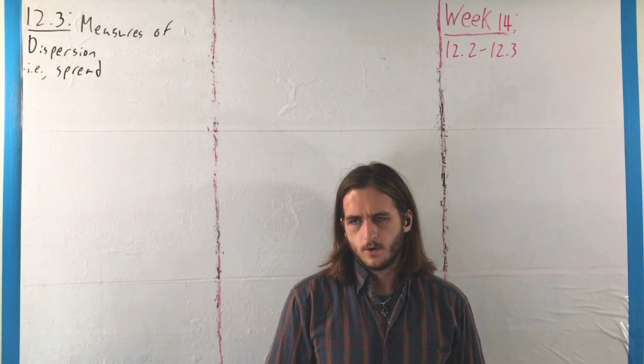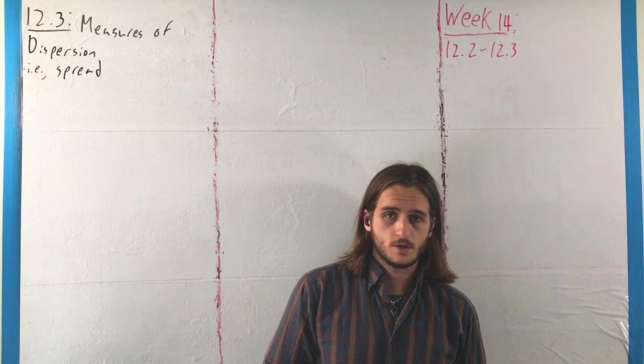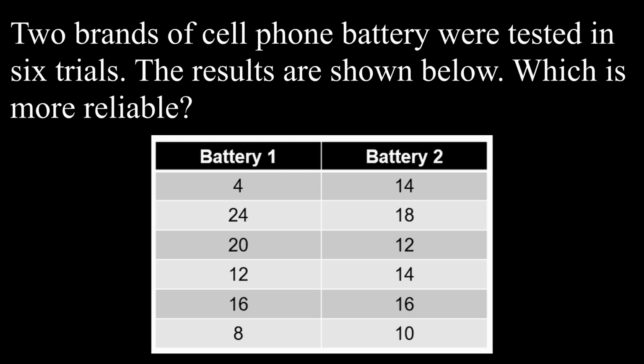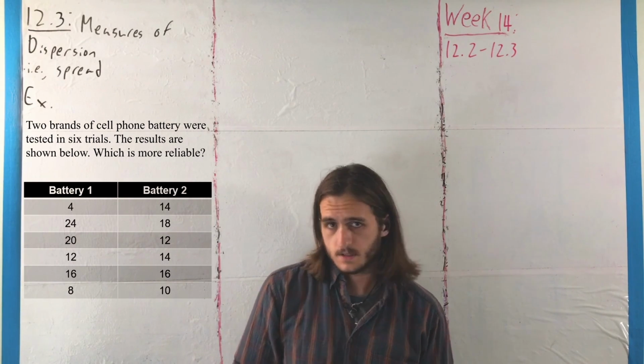To understand how the measures of dispersion work and why we might care about them, I'm going to begin here with a quick example where what we are given is 2 brands of cell phone battery tested in 6 trials, with the results in the table, and we want to determine which of these is the more reliable. So the first thing we can do here is try and get a sense of how these things behave overall.